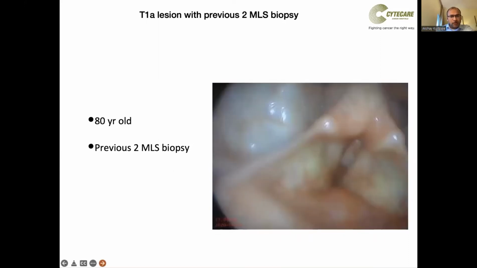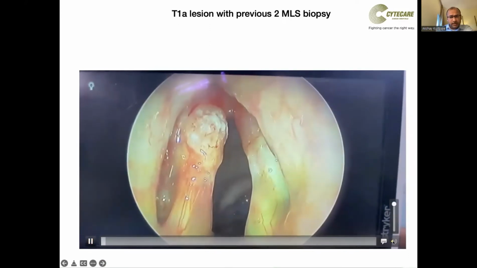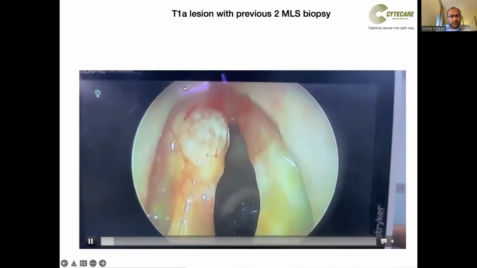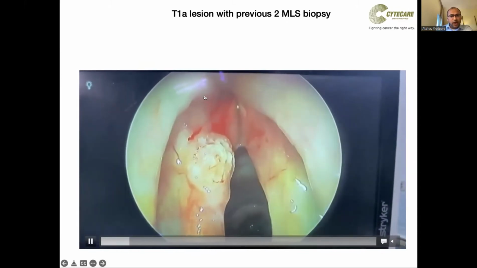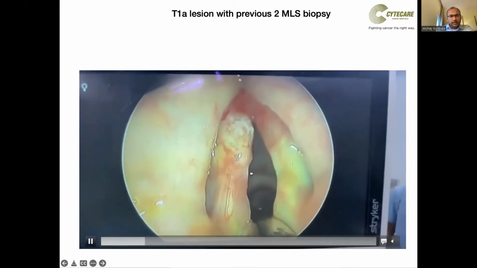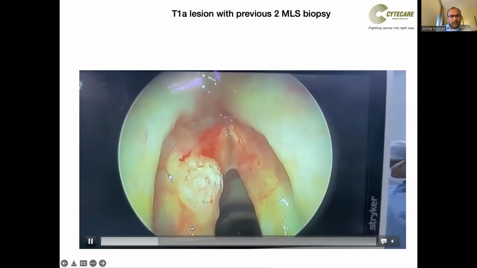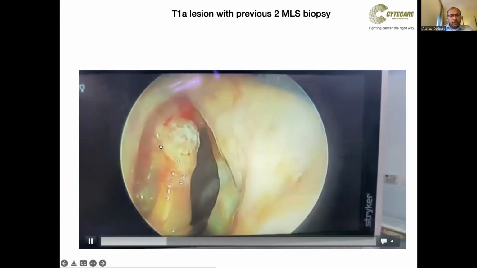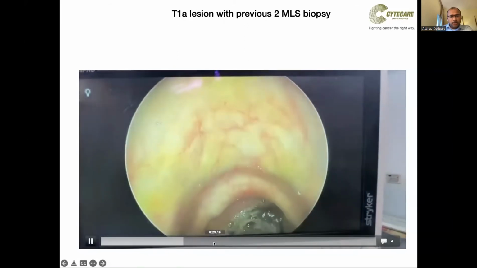So as I told, we always counsel these patients and take them up for an examination under anesthesia. Under anesthesia, we can see the anterior synechial formation and the lesion being free from the ventricle, no subglottic extension, no significant anterior commissure extension. And these are the cases where we straight away go in for a transoral laser assisted excision biopsy.